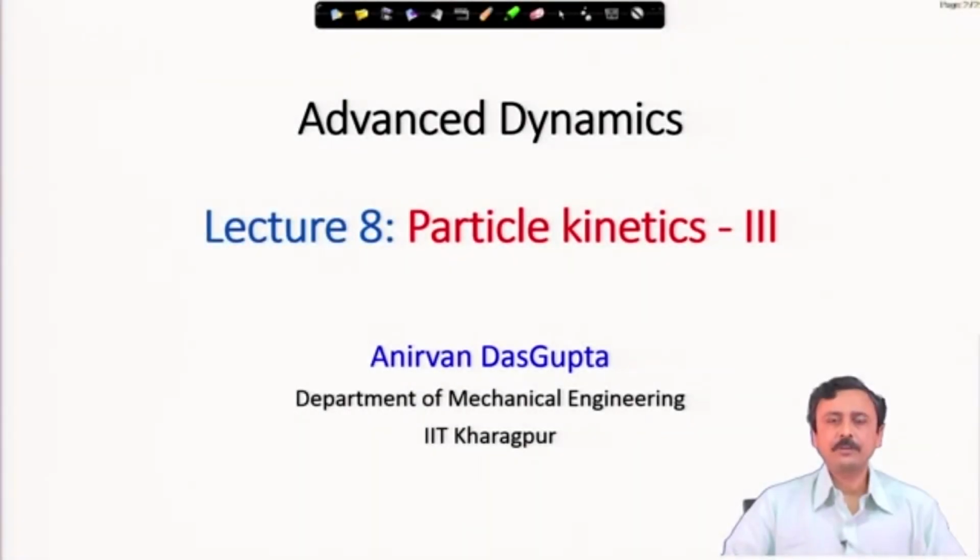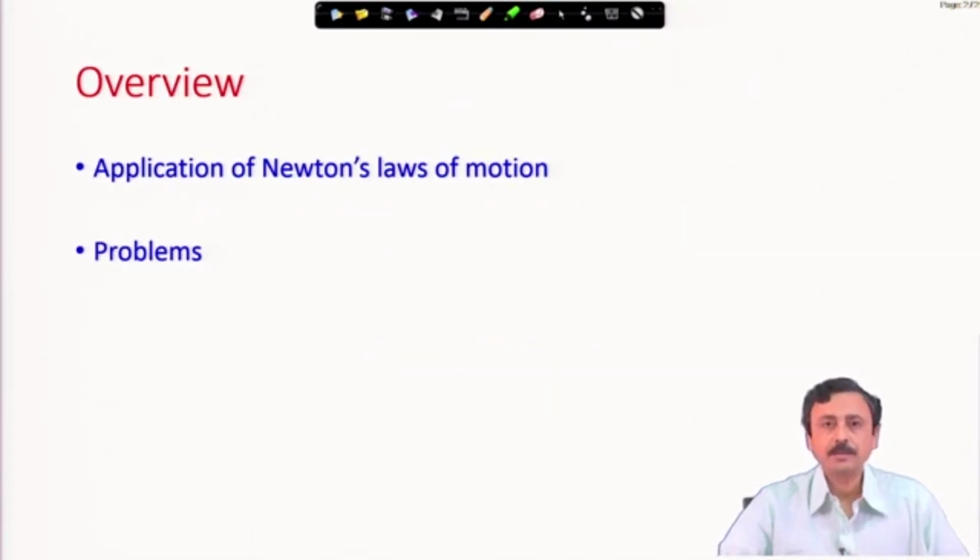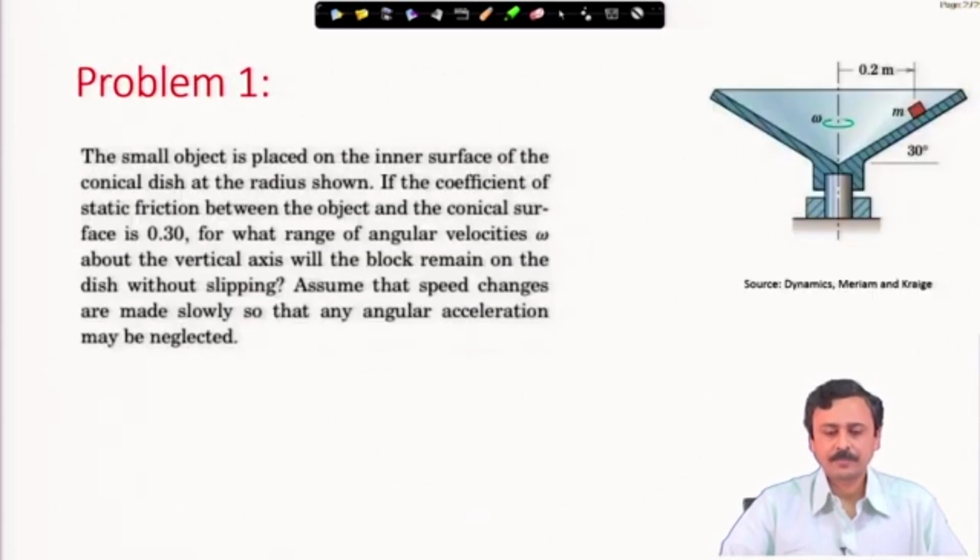Hello, in this lecture we are going to continue our discussions on particle kinetics. We will look at some problems in which we will apply Newton's laws of motion and solve them. The first problem that we have today is this particle resting on a rotating conical dish.